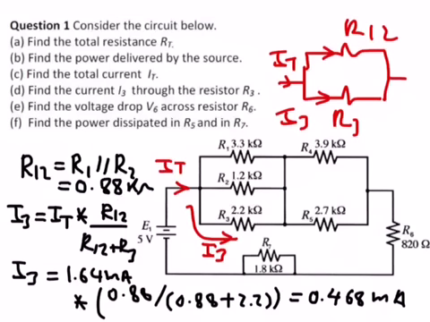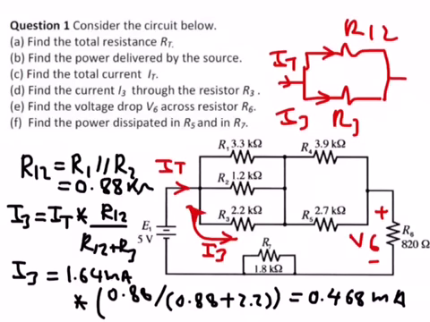So the last requirement is to get V6. V6 is the voltage drop across R6, and it's not that difficult to get because the current flowing here is I total.